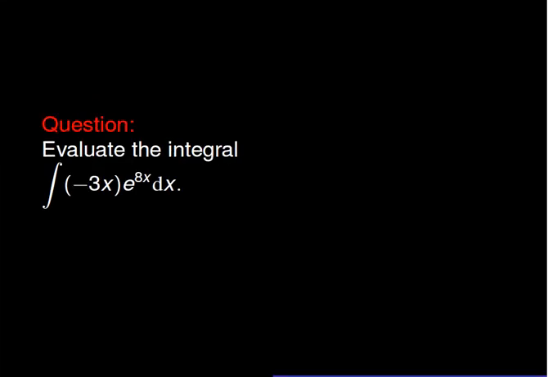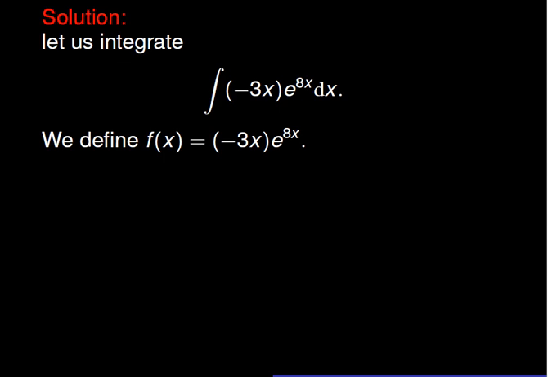In this problem, we are asked to find the antiderivative of the function minus 3x times exponential of 8x. Let us integrate the function minus 3x times exponential of 8x. As a matter of fact, the function we have to integrate is a product of an exponential function and a polynomial function. The method appropriate in this case is the integration by parts.